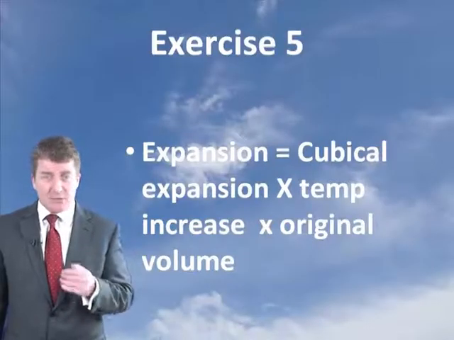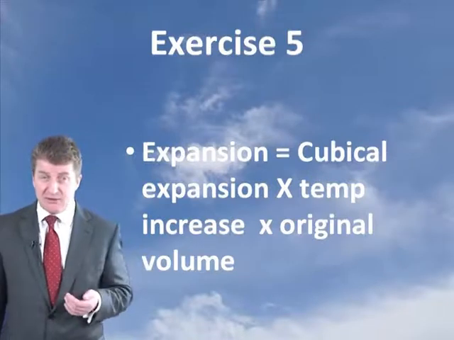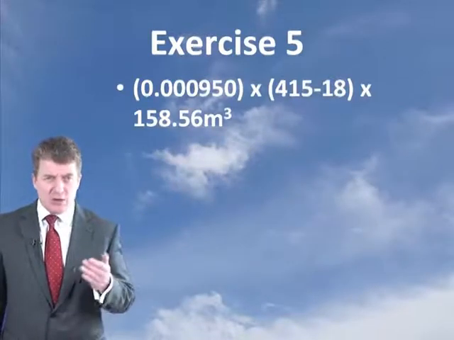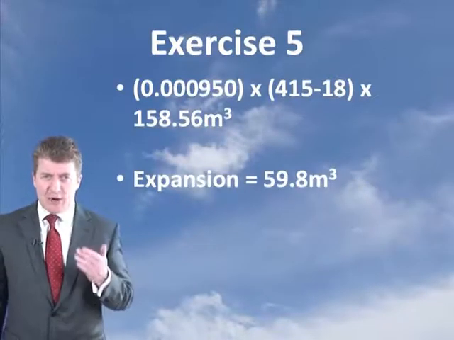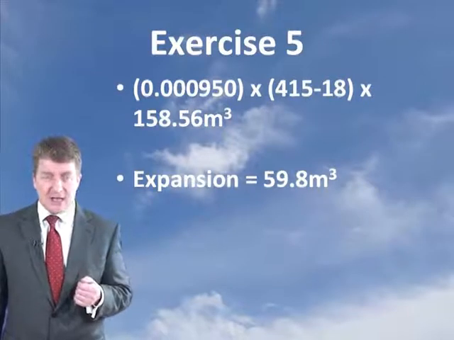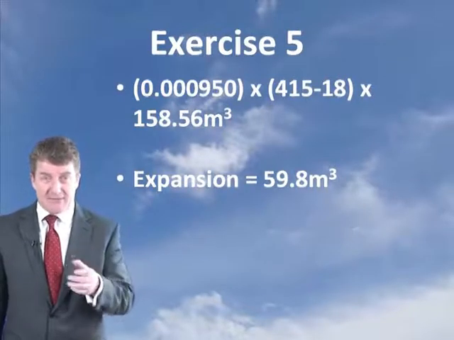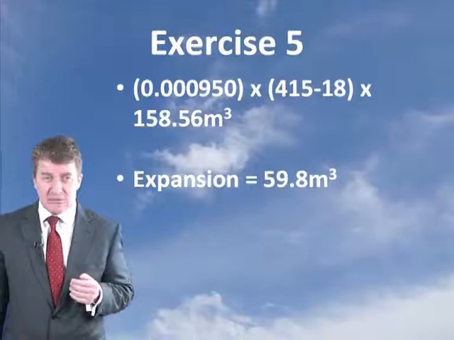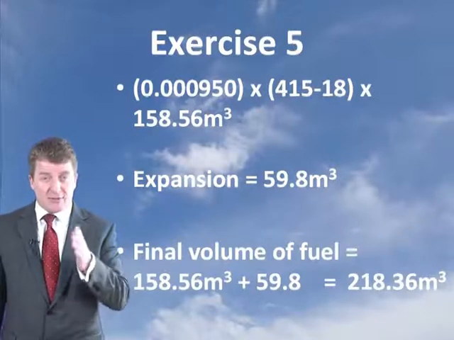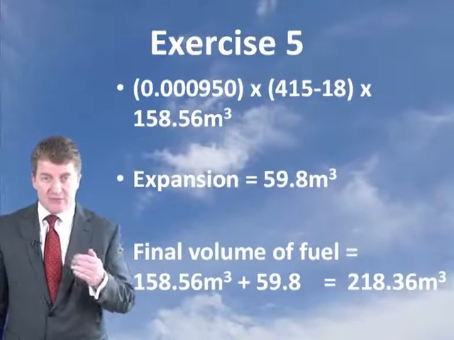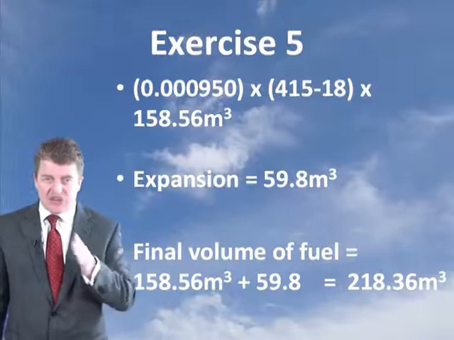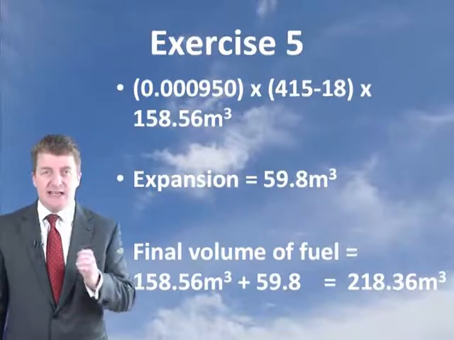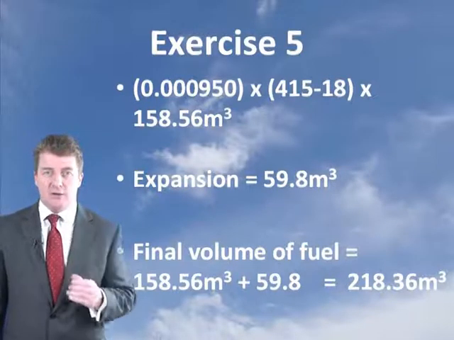the fuel. So let's work out the expansion now, the expansion of the fuel. And that is, the expansion equals the cubical expansion times the temperature rise times the original volume. Now you put this in, you get 59.8 metres cubed. Okay, so that's quite a lot. That's expanded by 59.8 metres cubed. So the final volume of the fuel is 158.56 plus your 59.8 is 218.36 metres cubed of fuel.